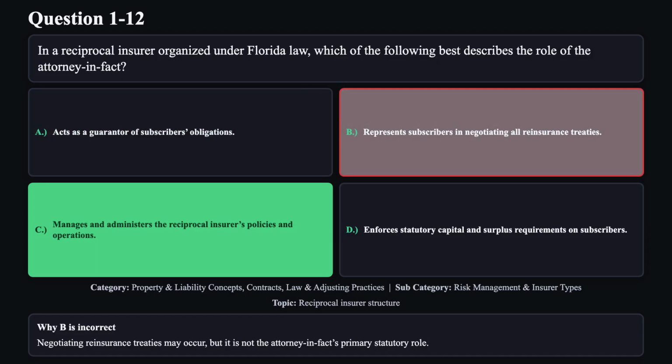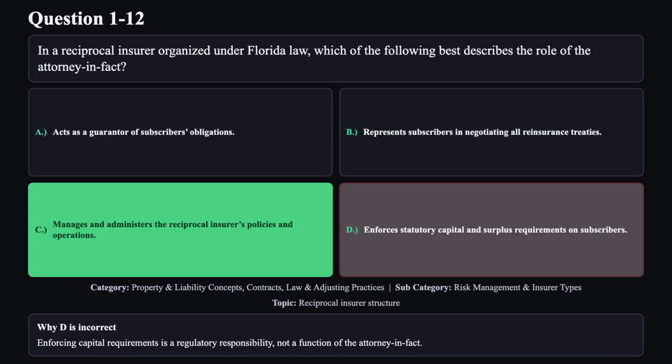Reason B is not correct. Negotiating reinsurance treaties may occur, but it is not the attorney-in-fact's primary statutory role. Reason D is not correct. Enforcing capital requirements is a regulatory responsibility, not a function of the attorney-in-fact.